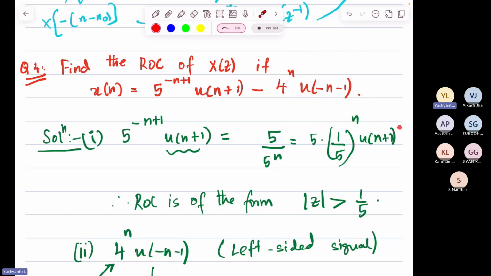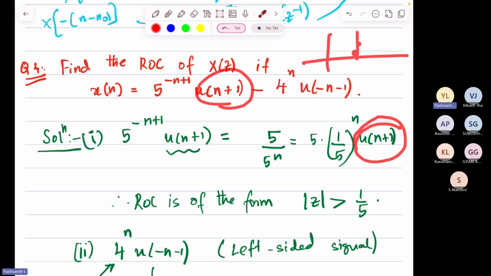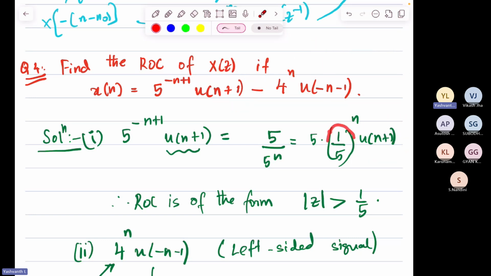In particular, this is a right-sided signal because this u of n plus 1 starts from n equal to minus 1 and so on, it will be 1, and for n less than that it will be 0. So it's a right-sided signal. And what is a? A is nothing but 1 by 5. So that's why I directly wrote the ROC as mod z greater than 1 by 5. And why is it greater than? That's because it's a right-sided signal, so it should be the exterior part of some circle. Here the circle is at radius equal to mod a. Here a is 1 by 5, or mod 1 by 5 is also 1 by 5.